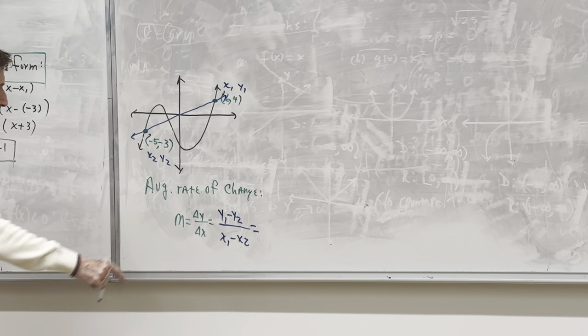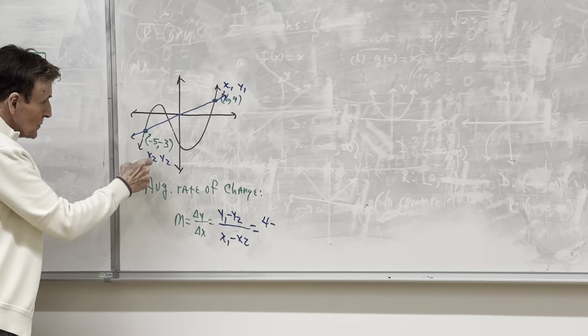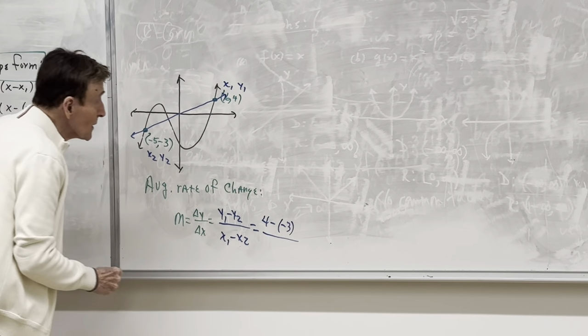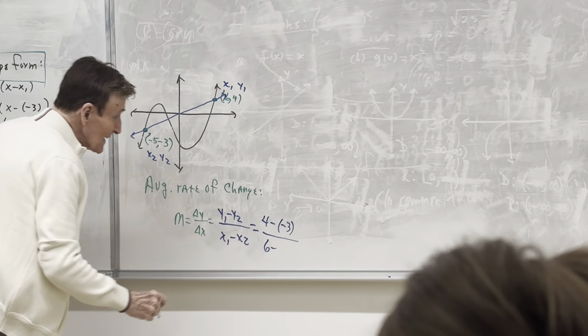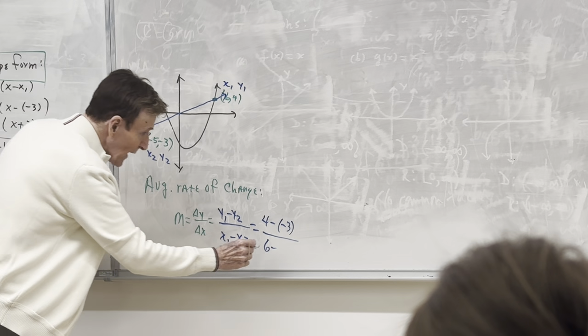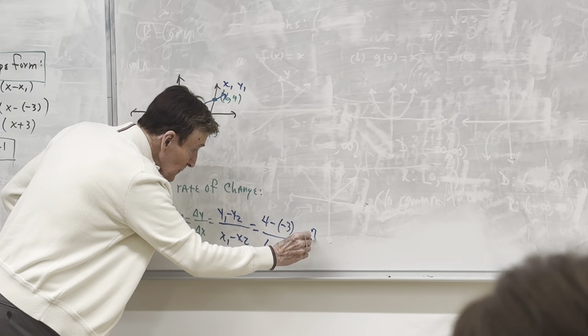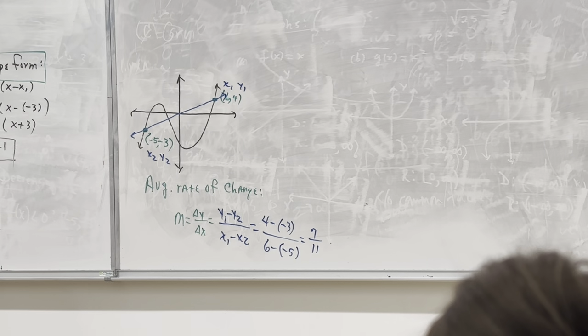It says y1, mine's 4. Subtract y2, -3. Over x1, 6. Subtract x2, where's x2 here? -5. Guys, check my arithmetic. I'm right on top of the board here. Is it 7 over 11? Yes. Is that true? That's the average rate of change.